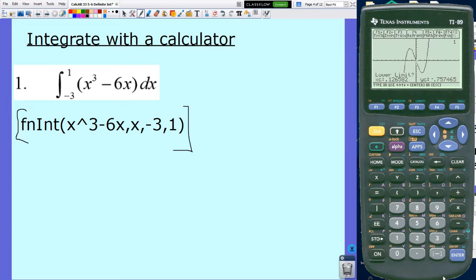We can integrate, and we say lower limit is negative 3, upper limit is 1. We're actually going to shade in all the area that we're integrating. So this area is negative, this area is positive, and this area is negative. When you add all 3 areas up, it adds up to 4. All right? Kind of cool.